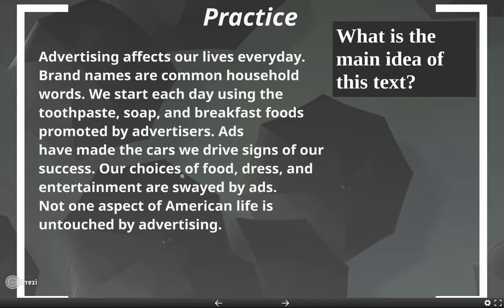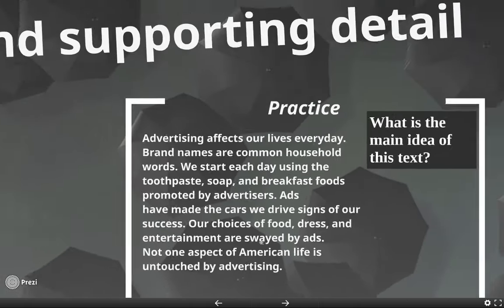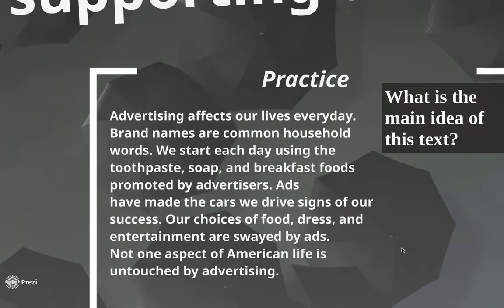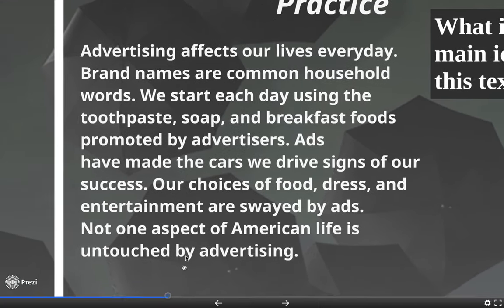Our choices of food, dress, and entertainment are swayed by ads. So this word swayed here is an important word. I don't know if you can see my arrow on it. Swayed is an important word in this text because it tells us something about the main idea. But it also tells us about... let me scroll into it. My computer is going crazy. All right, this one right here.